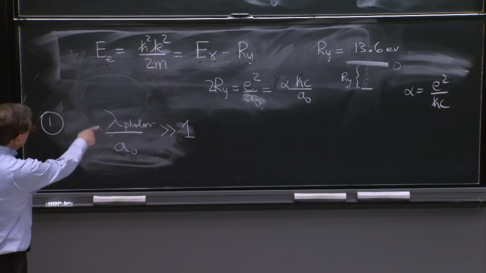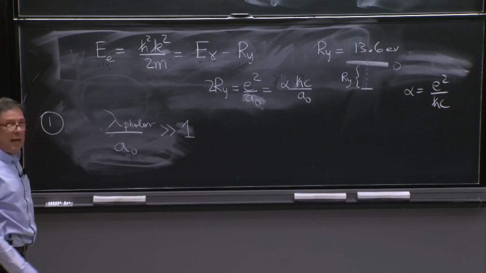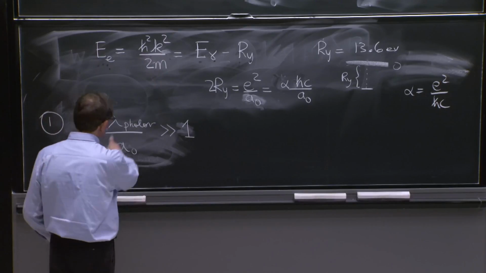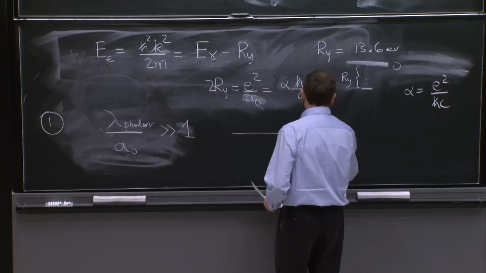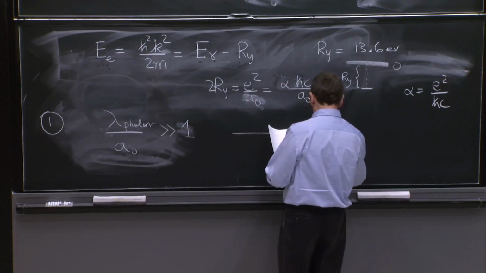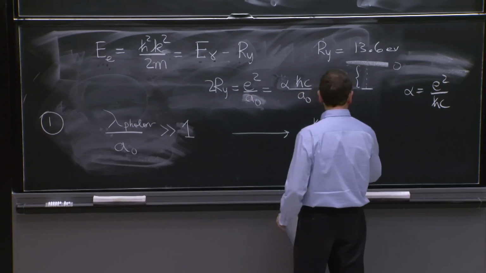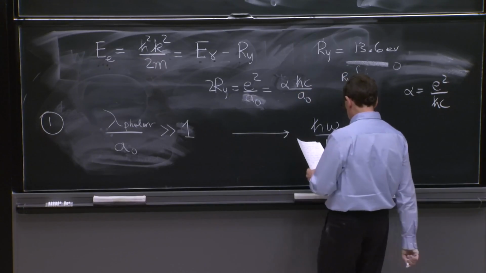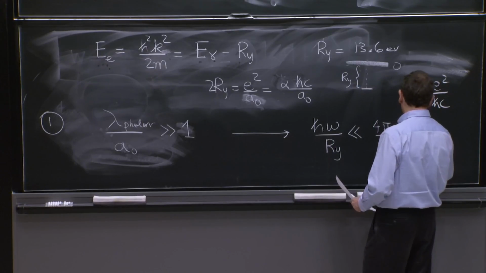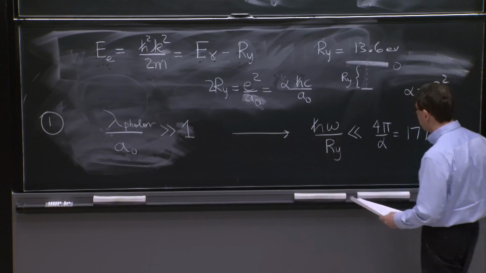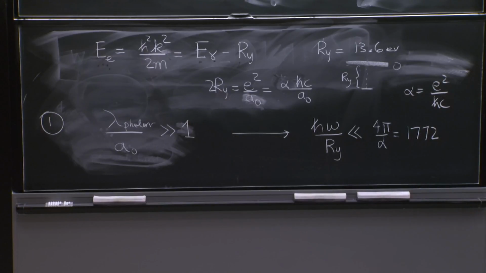So we want to see what that means. And in the interest of time, I will tell you, with a little bit of manipulation, this shows that H omega over a Rydberg must be much smaller than 4 pi over alpha, which is about 1772. So that's a condition for the energy. The energy of the photon cannot exceed that much.